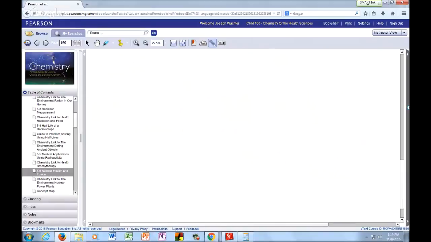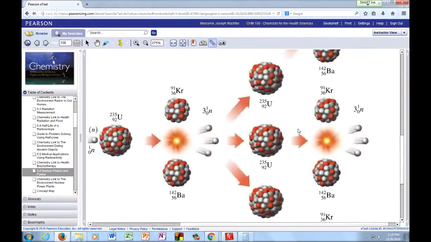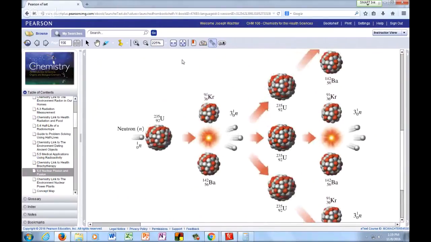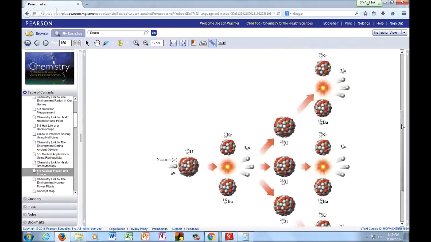I'm not going to put it in the notes, but there's also a picture of how this ends up being a chain reaction. To zoom out a lot, there's a picture from the book. There's our first reaction that we just had, and then it goes out from there to get more uranium, breaks that apart, then gets more and more and more. And so when you have something like a nuclear power plant, this has to be controlled.